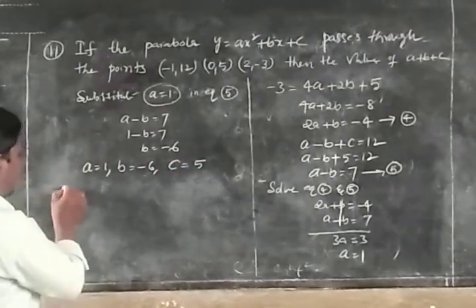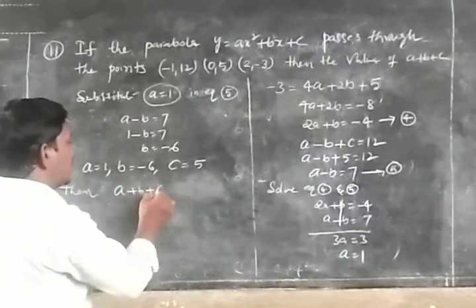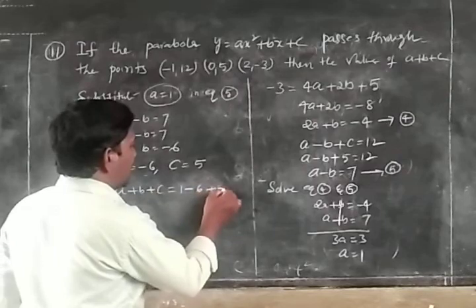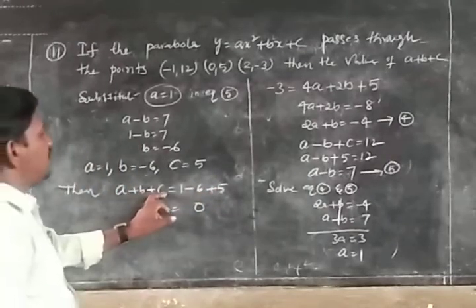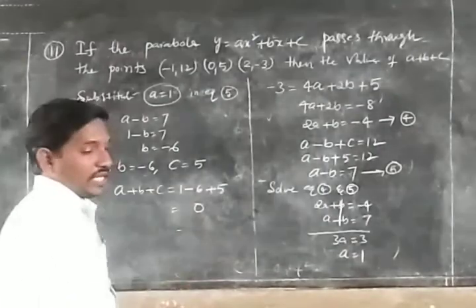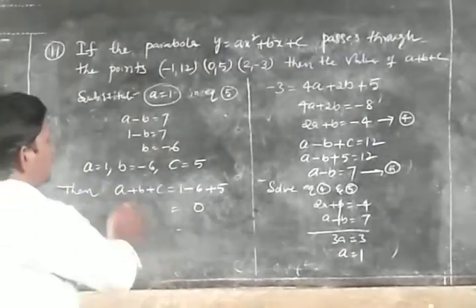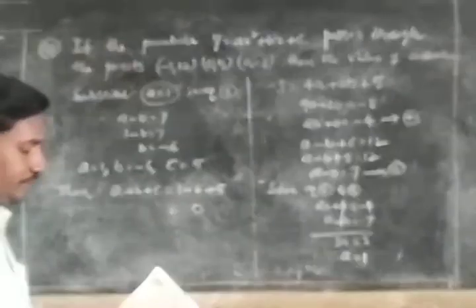Now substitute. Then a plus b plus c equal to 1 minus 6 plus 5 equal to 0. Now a plus b plus c is equal to 0. Okay. What is the option? Third option, a plus b plus c value 0. This is the 11th problem.